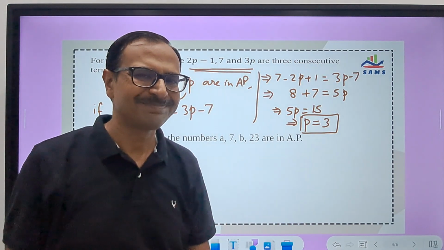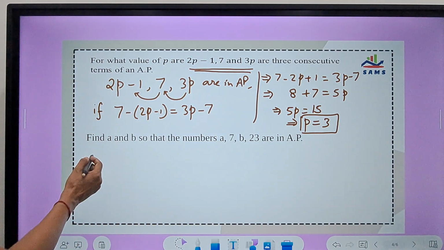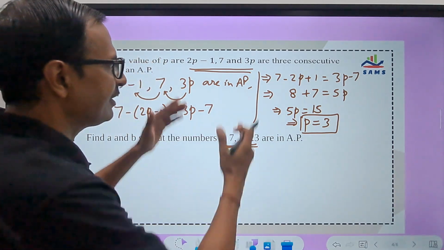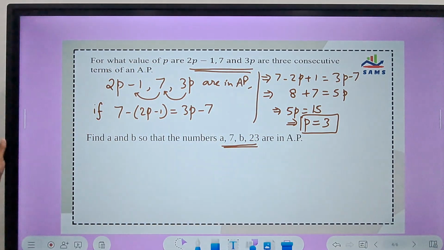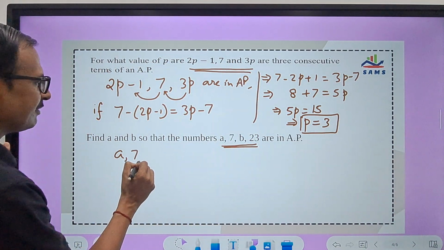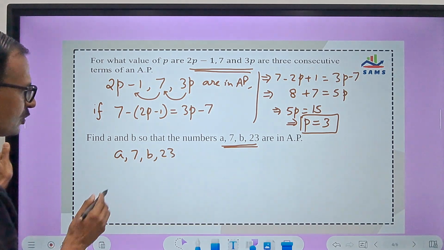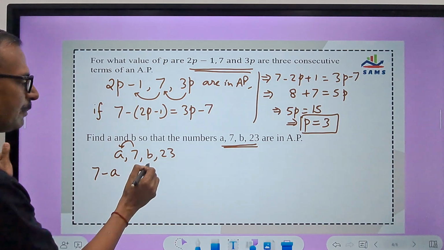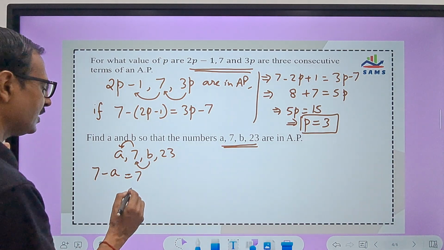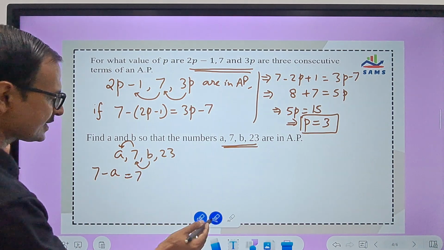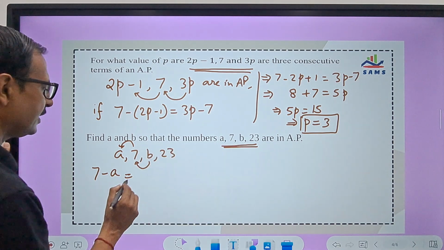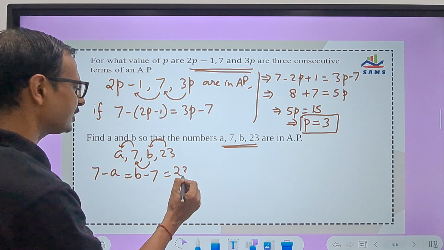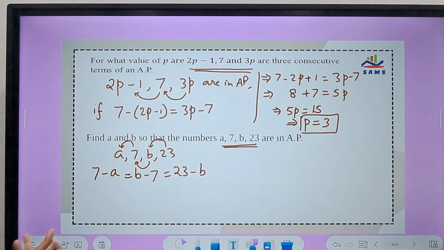Very simple problem. Next, find A and B so that these four numbers are in arithmetic progression. Very similar to that question. How do you tackle this now? A, 7, B and 23 are in AP. So what will be the difference? 7 minus A, like this. Then B minus 7. And finally 23 minus B. All three are equal. Now how do you find A and B?